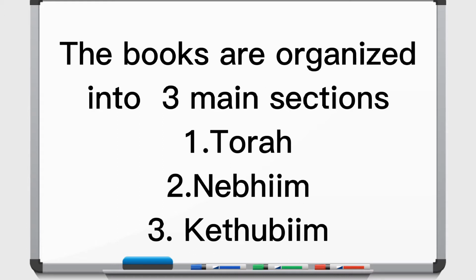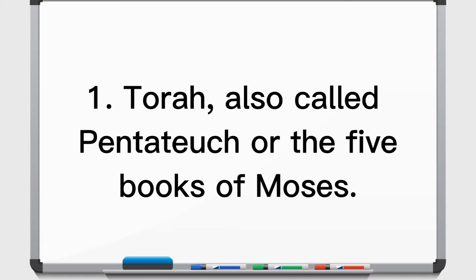All right, so it contains 24 books, and they are organized into 3 main sections. The first section is the Torah. Remember I mentioned Torah in the last class. It is also called the Pentateuch, or the 5 books of Moses. So that's the first section, the Torah, which contains Genesis, Exodus, Leviticus, Numbers, Deuteronomy. Okay, so that's 5.